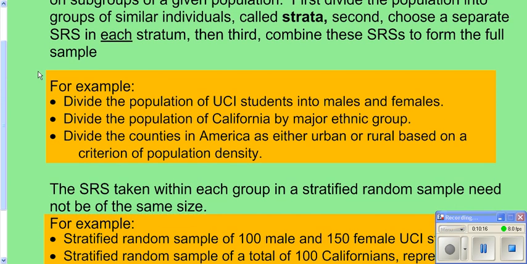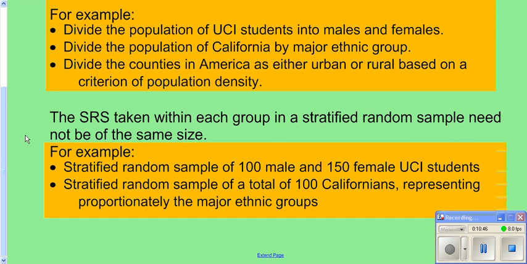So here's an example. Your population is the University of California Irvine students, and you divide them into male and female. And you would select a simple random sample of males and a simple random sample of females. Or you could divide the population by major ethnic groups. Or you could divide the counties in America into either urban or rural, and then choose a simple random sample on each one of those.